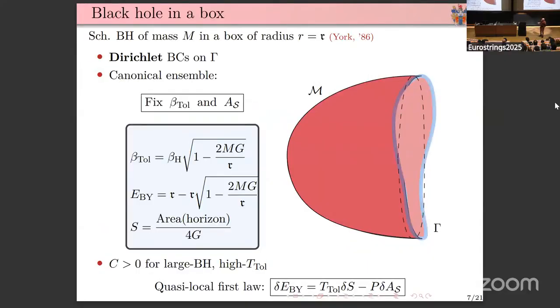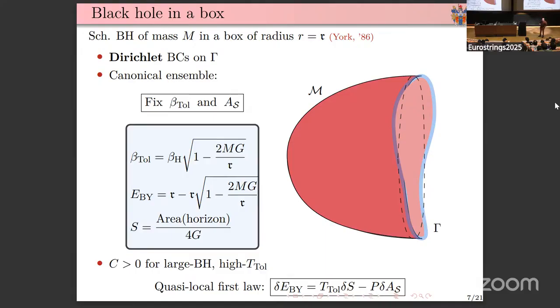Now, another approach championed by York was to put a black hole in a box. So the idea here is let's take the Schwarzschild black hole of some mass m, and we'll put it inside some finite-sized box of some fixed radius. So on the right-hand side here, imagine this is my Euclidean cigar, on which I've now put some finite boundary gamma there.